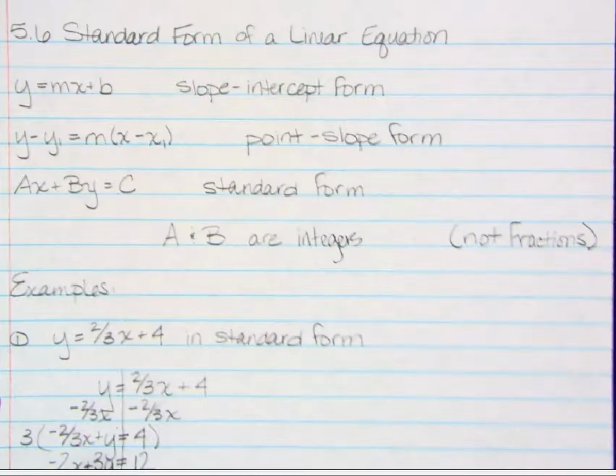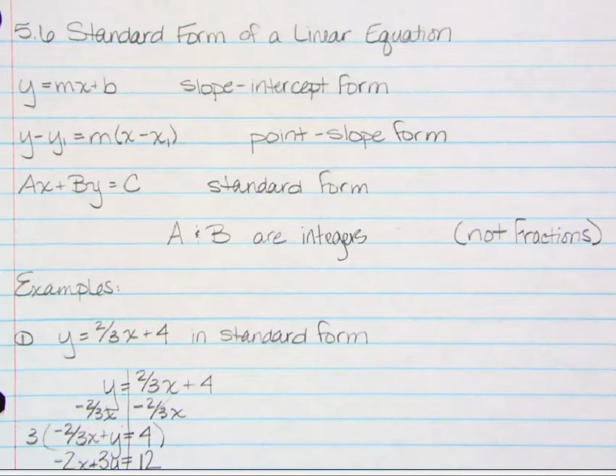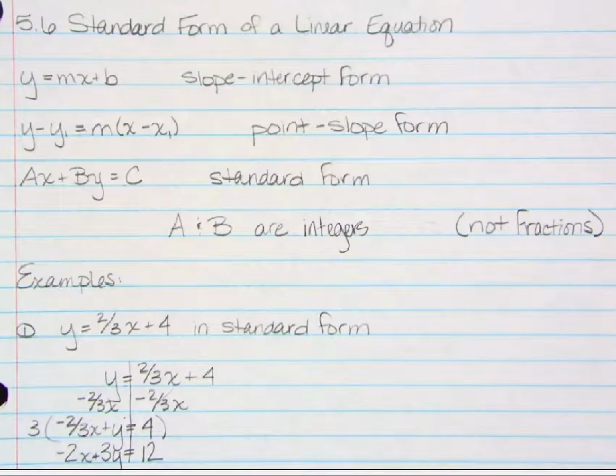Anytime I have just one fraction, it's real easy. I just multiply by the denominator. If I have more than one fraction, then I have to multiply by the least common denominator in order to get rid of both fractions completely. So in this particular problem, I'm going to multiply both sides by 3.